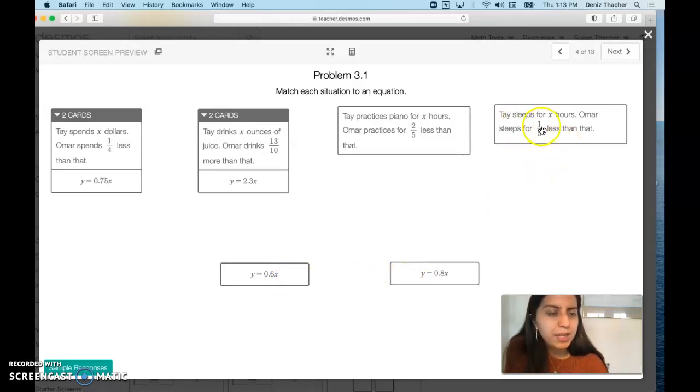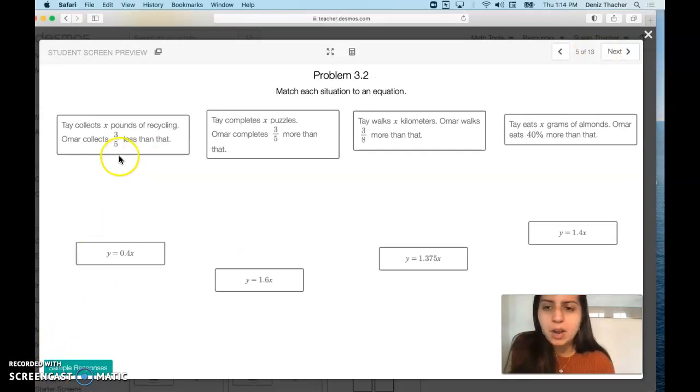For the last one, Tay sleeps for x hours, Omar sleeps for 1/5 less than that. Again, let's start by changing this into a decimal. We can do that by dividing 1 by 5. And whatever you get, because it's less than, you're going to subtract from 100. So would that situation be represented by y equals 0.6x or y equals 0.8x?